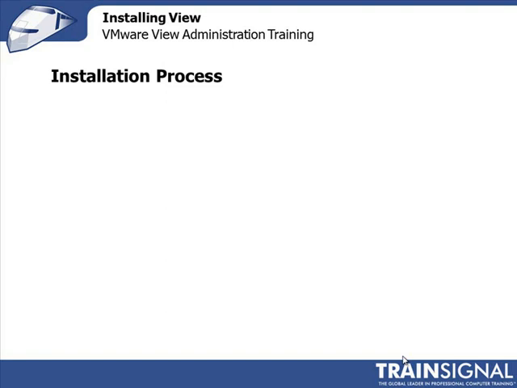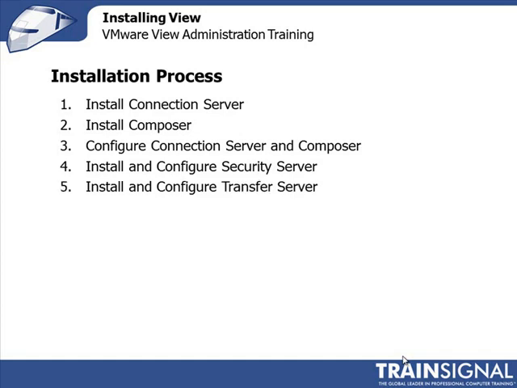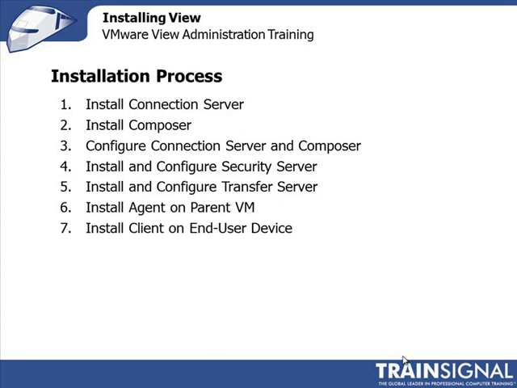Before we get into the demonstration, let's talk about the installation process. First step is to install the connection server and any replica servers you may want. You can then install View Composer on the Virtual Center server. And finally, tie the connection server, the composer, and Virtual Center servers together. After that, you can install and configure the security server and the transfer server. In order to create virtual desktop pools, you'll need to next install the agent in the parent VM. And finally, you can install the View client on the end user device, or put a thin client or zero client into place.